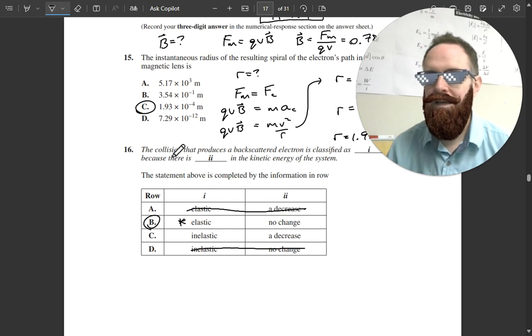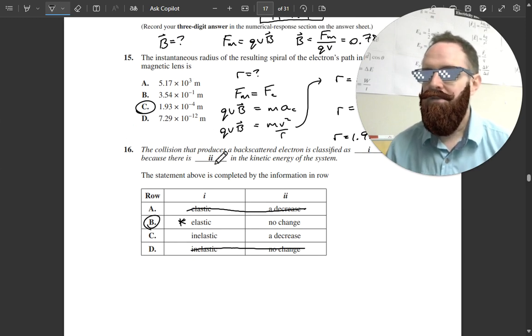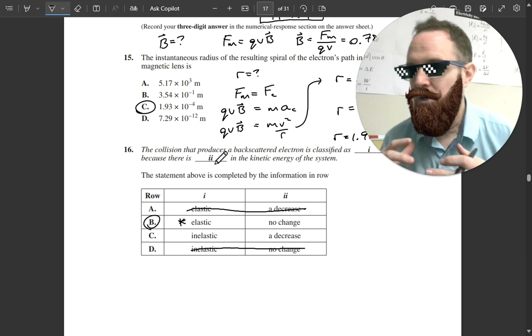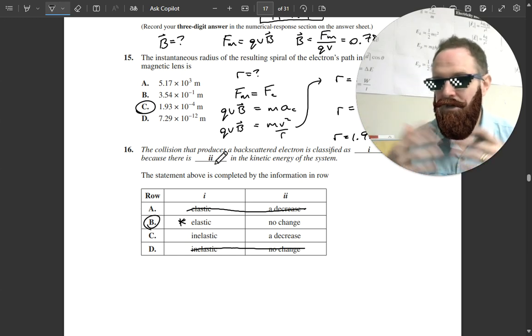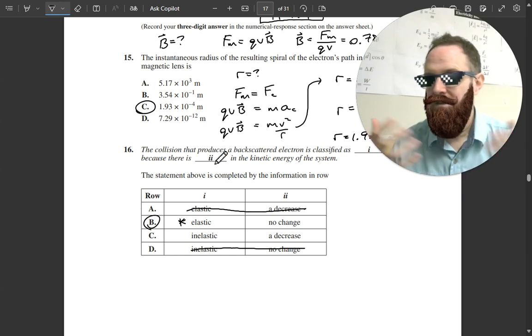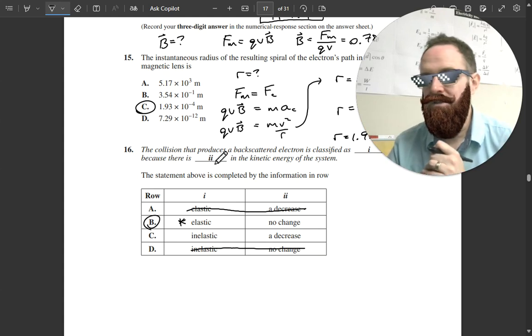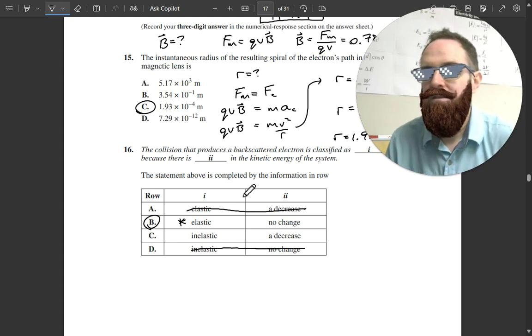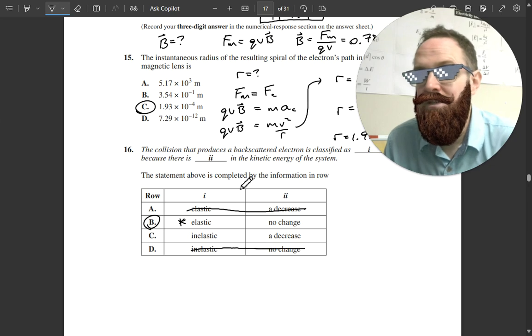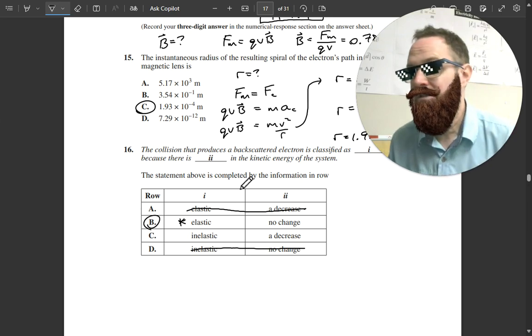Okay, and again, question 16, if we're in the subatomic world and there's no air per se, other molecules that take energy away from the system, then the system's going to be elastic. Energy is not going to be lost to surroundings because the surroundings really don't exist. They're mostly empty space.